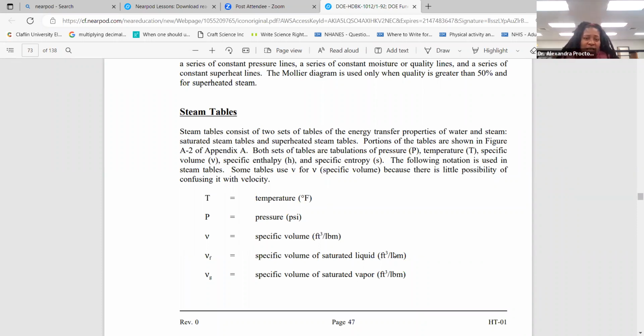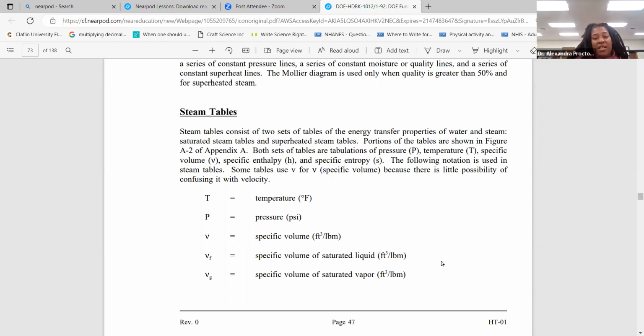Some use V for specific volume because there's little possibility of confusing it with velocity. So T is temperature, which is in Fahrenheit. P is pressure, the units are PSI. V is specific volume, which is in cubic feet per pound mass.